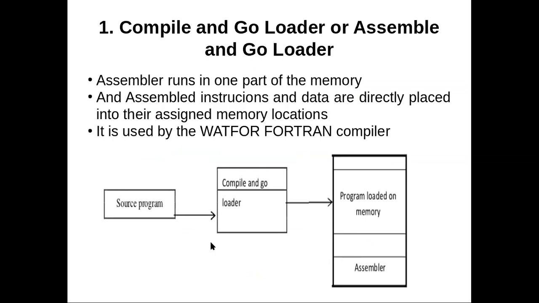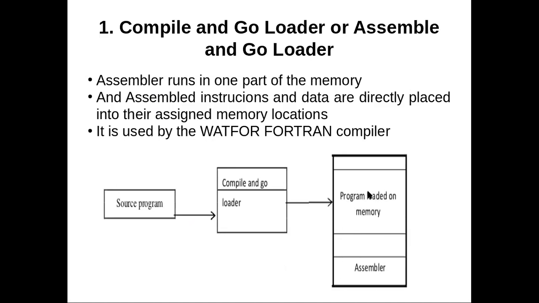You can look into the picture. This is the diagram representing assemble and go loader or compile and go loader. This part is indicating the core memory. As you can see, we have loaded mainly two things in the core memory, that is the program for the assembler. What is the function of the assembler? Receive the source program and convert it into a machine language object program. So the assembler program must be in the main memory, as well as the output of the assembler. That means assembled instructions or the machine language instructions, and the data for its execution must be loaded into memory.